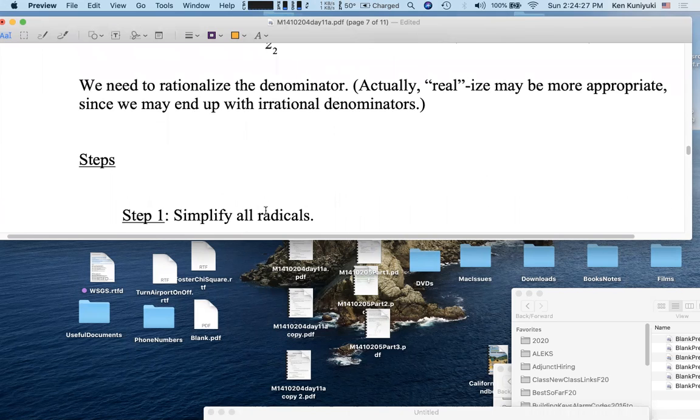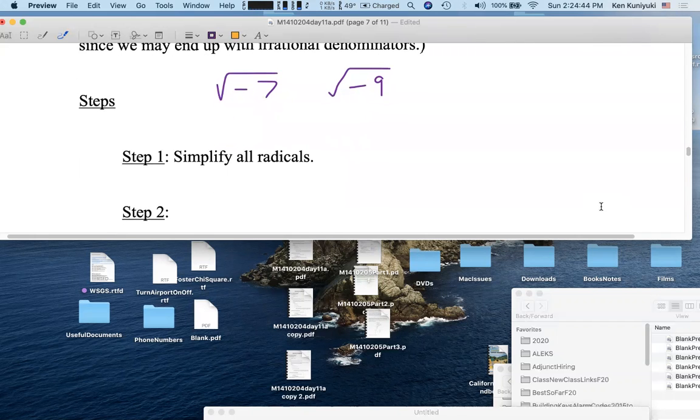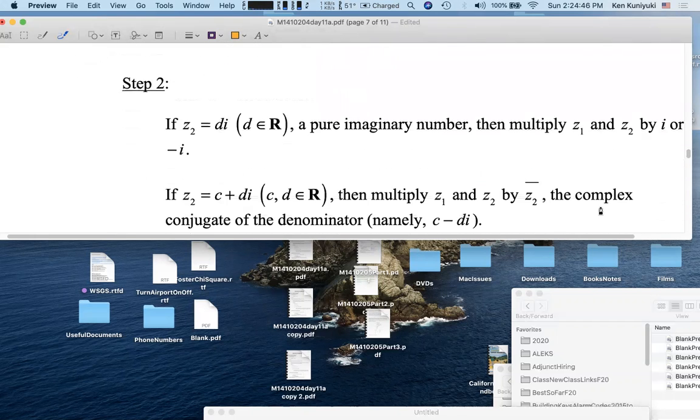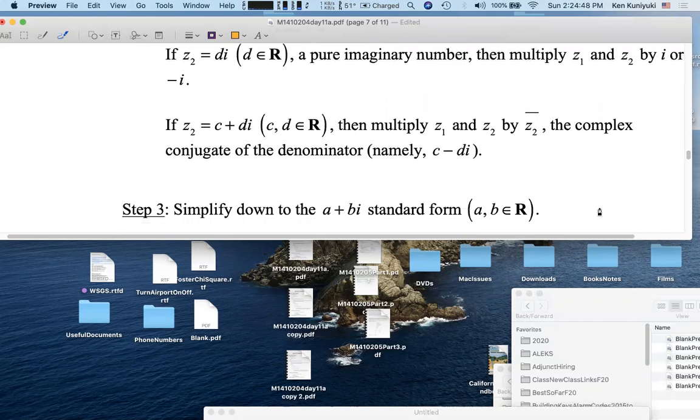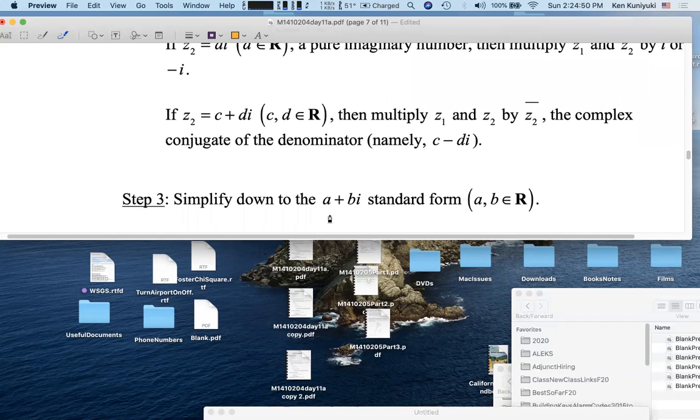Now, the first step is to simplify all radicals. So for example, if you see something like the square root of -7 or the square root of -9, make sure that you rewrite them with i and non-negative radicands. In step 2, we'll talk about different strategies on how you can realize a denominator. And remember, our final answer has to be in standard form: a plus bi, where a and b are real.